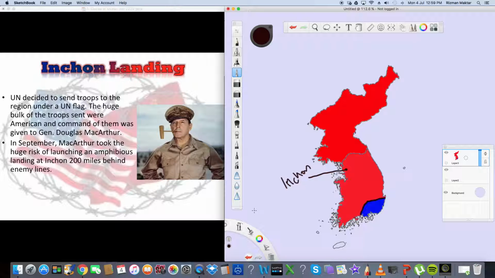What he did was he wanted to trap the North Korean army. So the US army attacked this way. From Busan, they move up, and from Incheon, they move in. Their plan was to trap the North Korean soldiers, basically to cut them off. Let me just get the color right. Sorry.